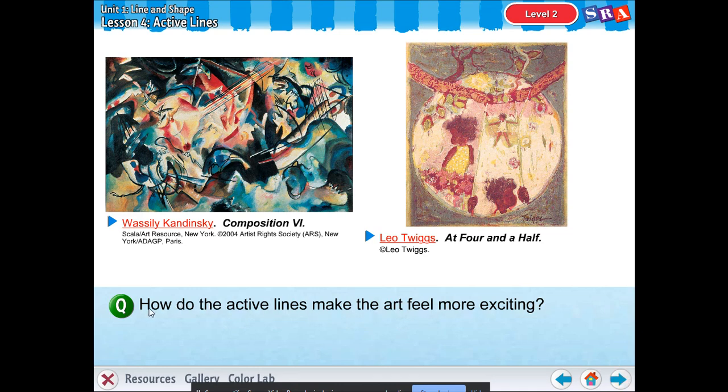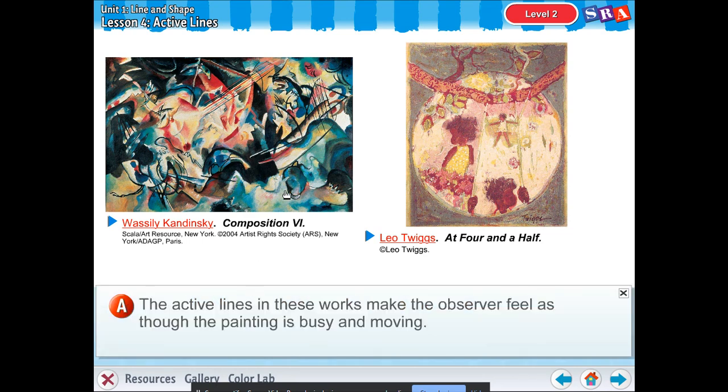How do the active lines in the art make it more exciting? Because the active lines make the person looking at the picture feel as though it's busy and it's moving. If it was just a bunch of straight lines, then it wouldn't look like it's moving. It would just look like a person standing still. Like we talked about, if you stand still and your legs are straight and your hands are down to your side, like when you're standing in line, when the teacher says please stand in line, that's what she wants you to do. She wants you to stand in a straight line. And when you're standing in a straight line, you're not moving. You're just being quiet and standing still. But if you're moving around, your body is not making a straight line anymore.